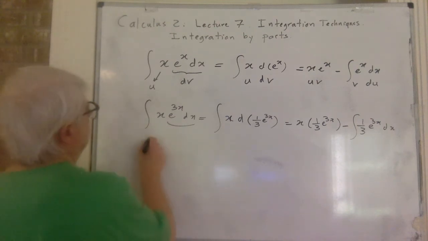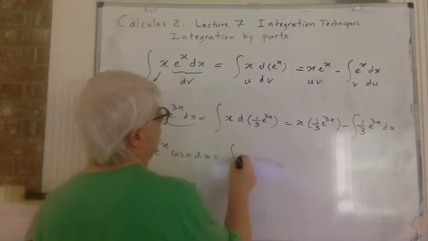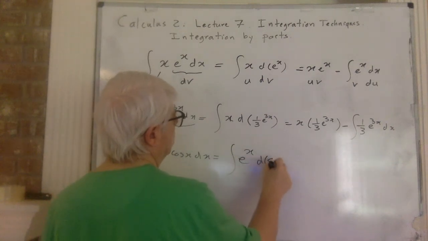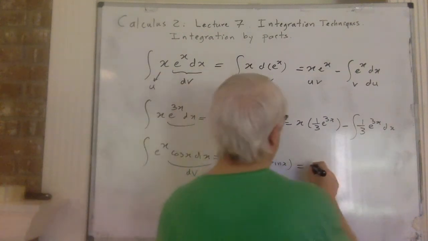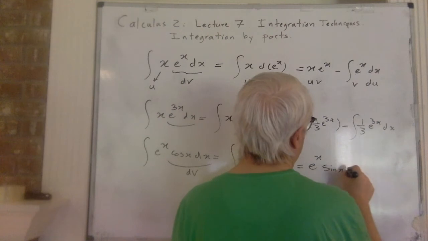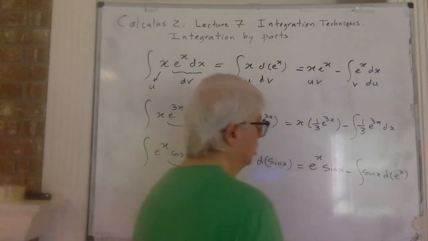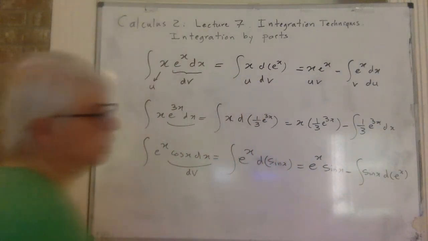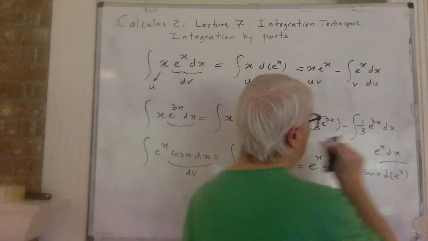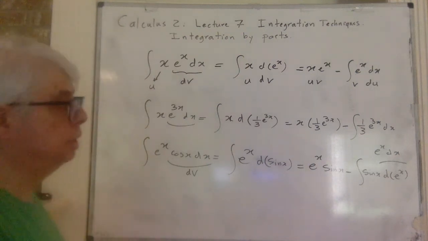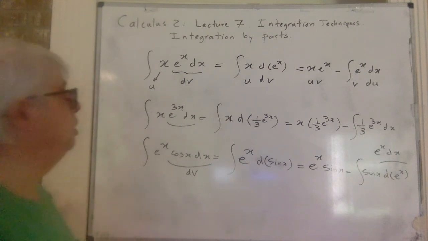Or the last one was e to the power x cosine x dx. You can write it in the other format. It is e to the power x d of sine x. See, this is dv. So it is e to the power x sine x minus the integral of sine x d of e to the power x. What is d of e to the power x? d of e to the power x is e to the power x dx. Remember, d of u is u prime dx. So that's the other format, the u dv format.